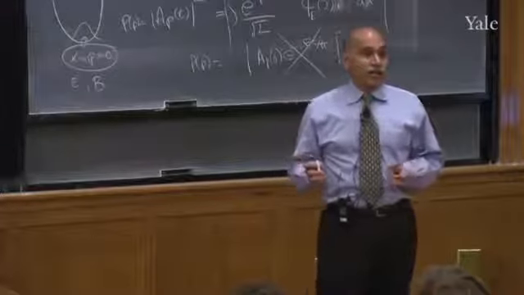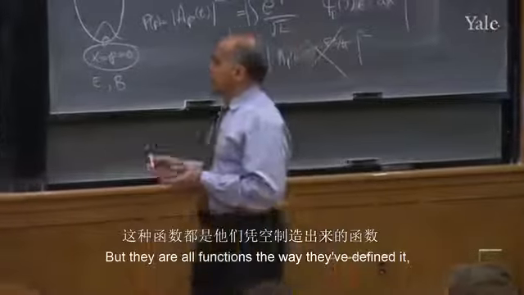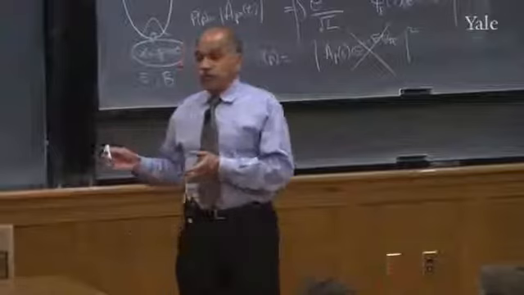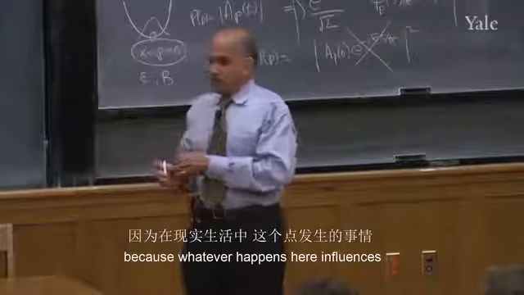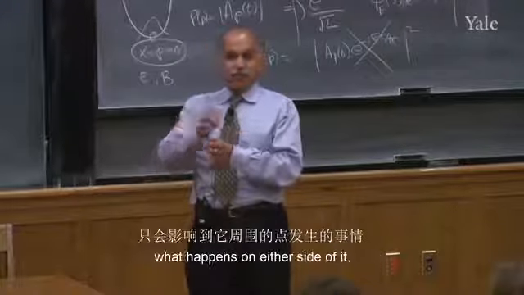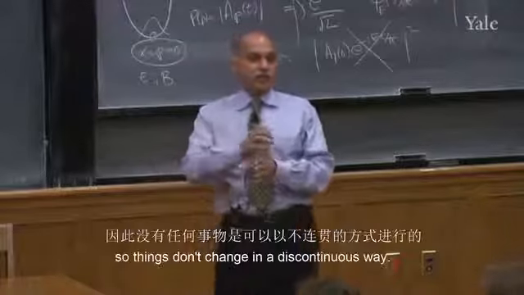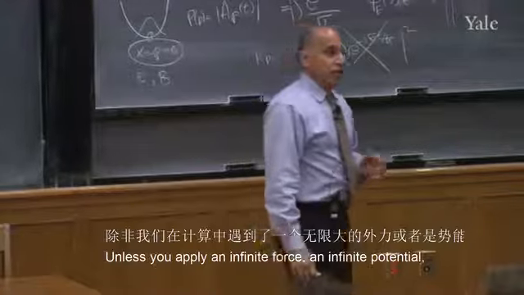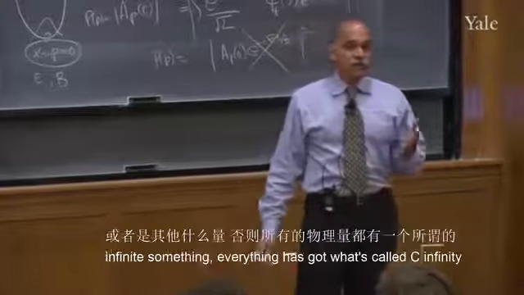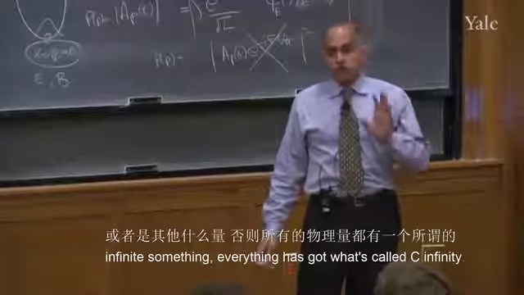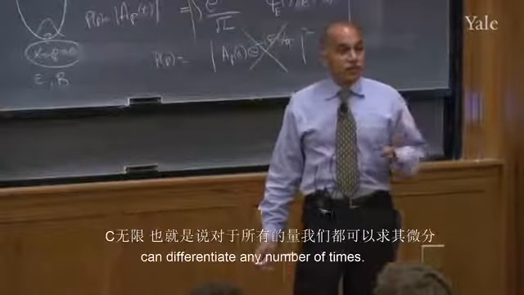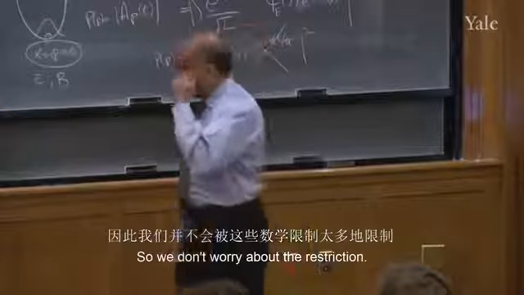That's what makes them really happy. But they are all functions the way they've defined it, but they don't happen in real life, because whatever happens here influences what happens on either side of it. So things don't change in a discontinuous way. Unless you apply an infinite force, an infinite potential, infinite something, everything has got what's called C infinity, can differentiate any number of times. So we don't worry about the restrictions.